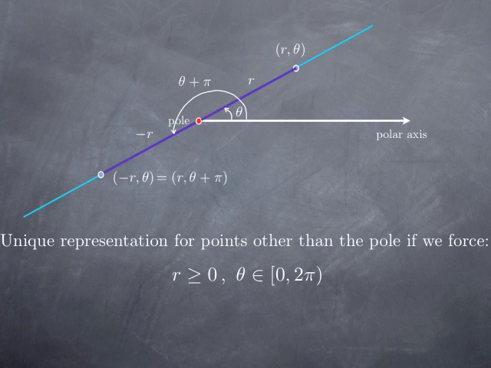Now we could force unique representation for points that are not the pole. Right? We've seen that at the pole we can take any angle, but by restricting ourselves to a non-negative value of r and the angle theta between 0 and 2 pi, excluding 2 pi to avoid repeating the same direction twice. But in general, unless we specify these conditions, we're not going to take these restrictions, and therefore we're going to allow for multiple polar representations of the same point.